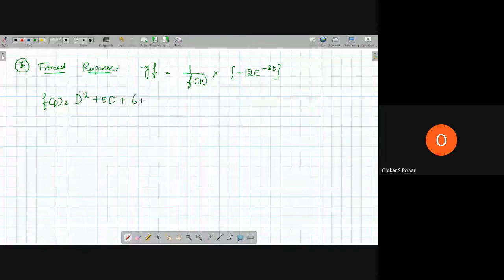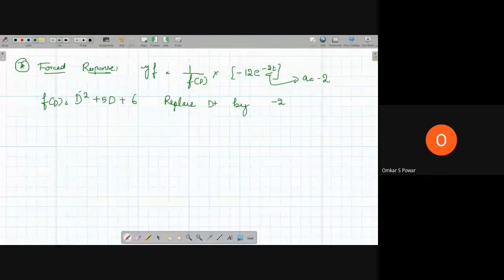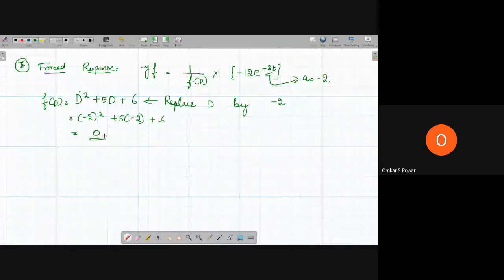So what we have to do? Your a here is minus 2, so replace D by a in this equation. So what do you get? (-2)² + 5 into (-2) + 6. So this turns out to be 0. If it turns out to be 0, what is the next step you have to do? t by f dash of D. There will be problems where you get this as finite, like 2 or 3. Then you do not go for this step. You can stop in the previous step itself.